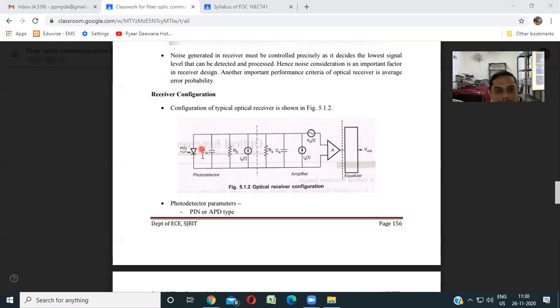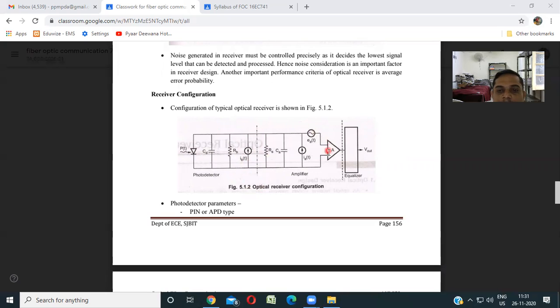Here we have the capacitance and the biasing resistor RB. Because of this bias resistor, there is a current I_B(t), where I stands for current. A current flows because of the bias resistor, and this is a thermal noise current. So this thermal noise current is because of the bias resistor RB. Here you can see the dashed line, which marks the front end.